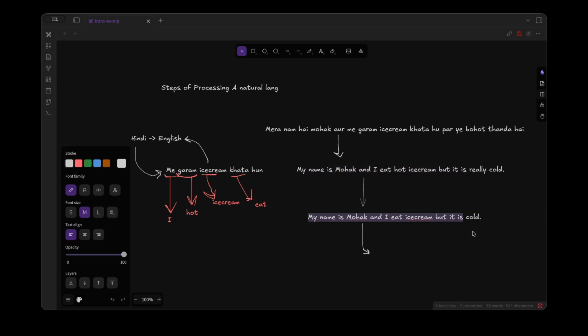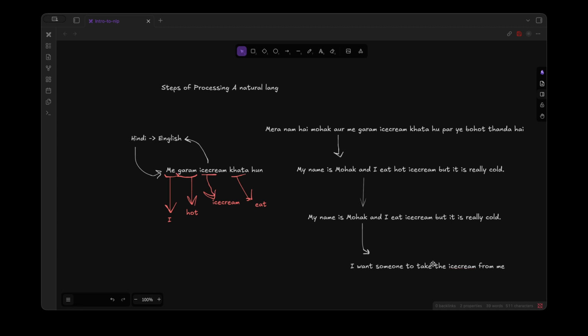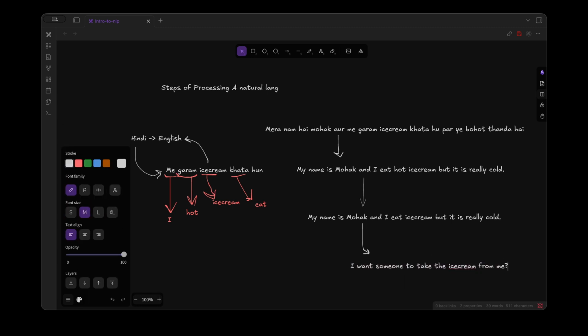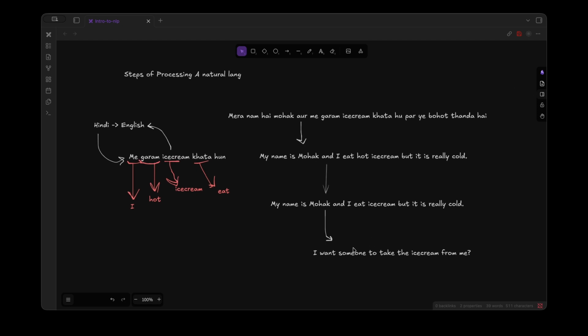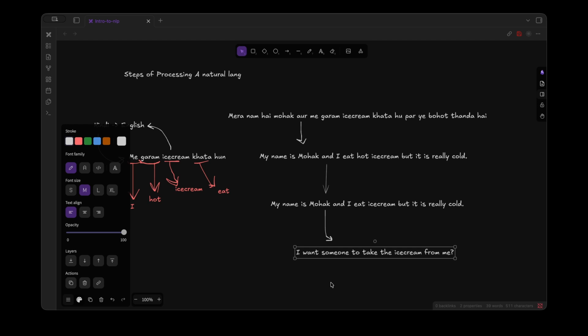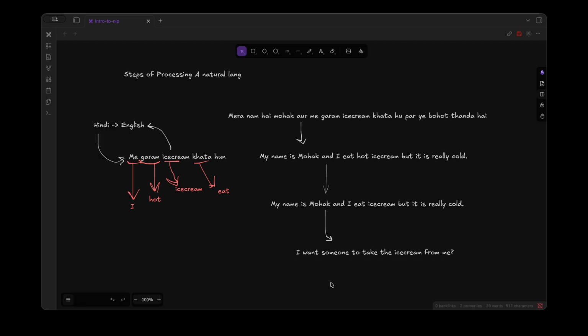And I also say something like, here it is really cold. So it might mean कि ये ऐसा मीनिंग बन सकता है कि I want someone to take the ice cream from me, right? This might be the meaning of it. I'm not saying कि we have to translate this word to this particular thing. This is this particular thing means कि understanding क्या होनी चाहिए. What do I mean by saying this sentence?